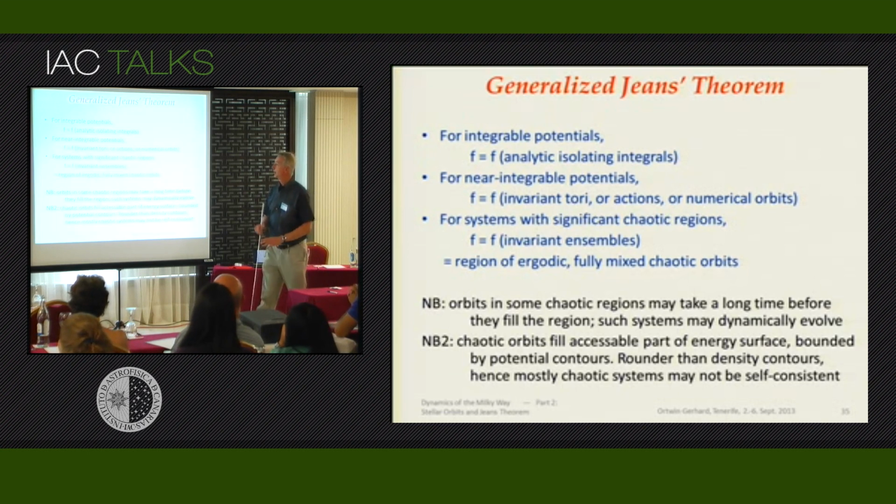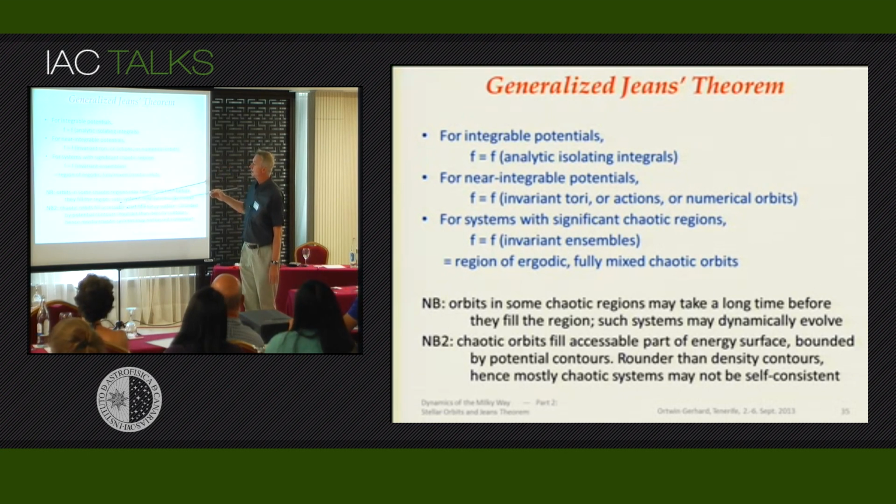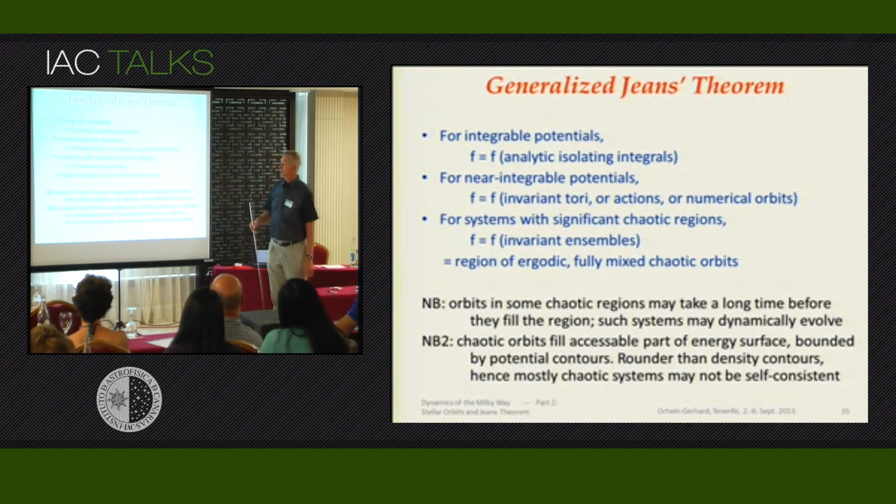Now, of course, when it gets more complicated, when you have regions that are not filled quickly by the chaotic orbit, then this is not entirely straightforward anymore. And then such systems will actually evolve with time, simply because the orbits evolve with time, over a long time scale.